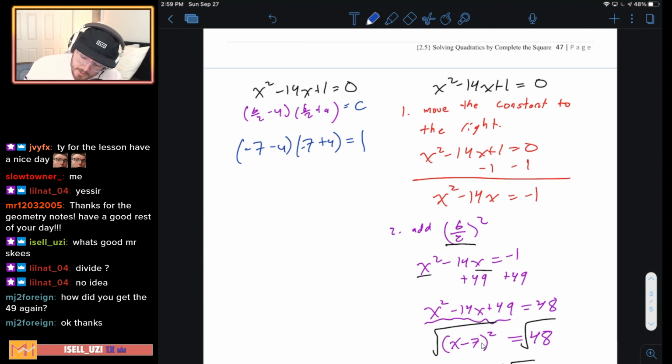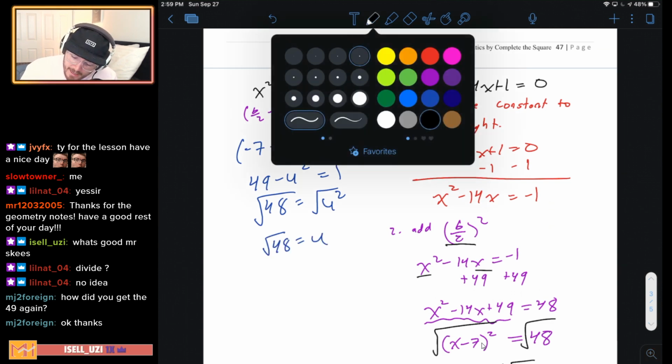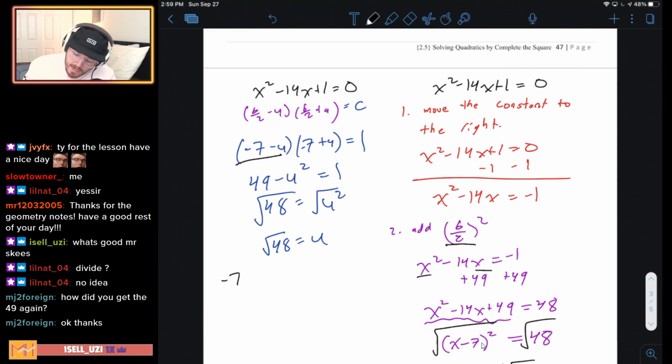So let's see what happens. I get 49 minus u squared equals 1. Subtract the 1 over, I get 48. Move the u squared over, I get u squared. Take the square root, I get the square root of 48. And my two solutions are negative 7 plus root 48 and negative 7 minus root 48.